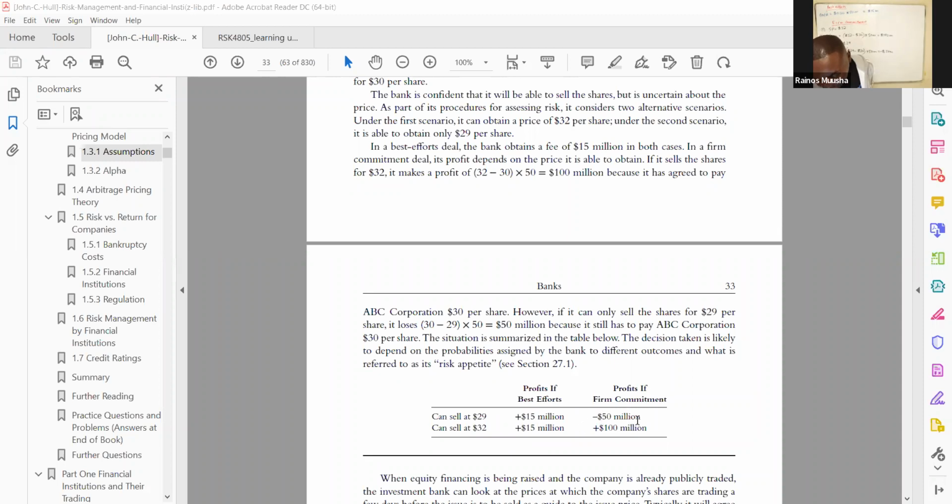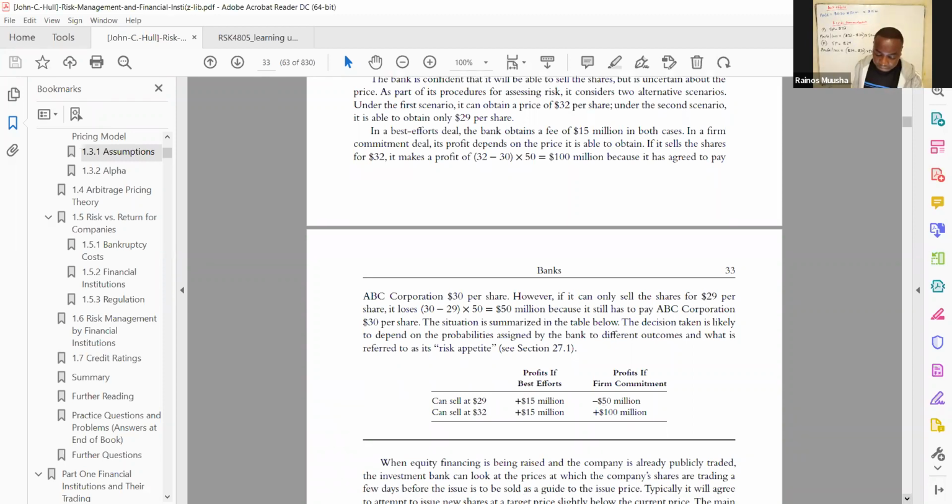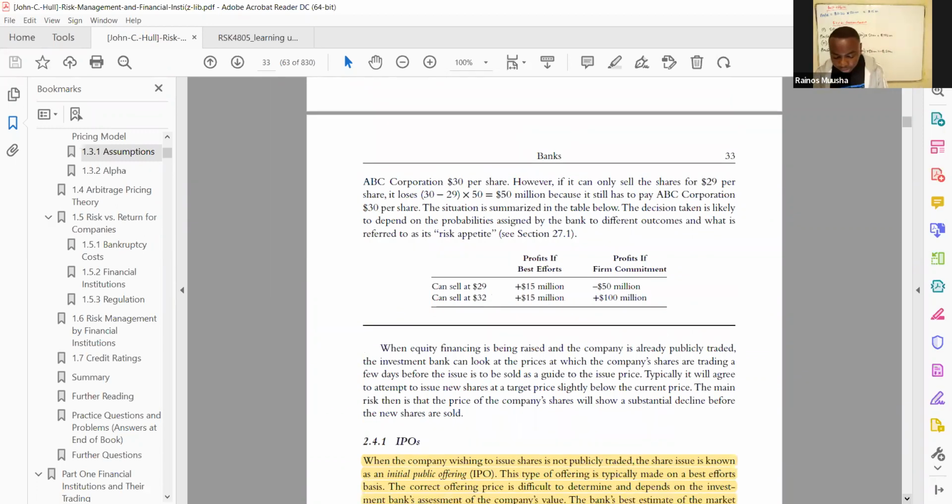And if the share price goes up, they basically earn a profit of what? Of 100 million. So with the firm commitment arrangement, it's riskier in the sense that they can either make more money or they suffer losses as well. So please just take note of the calculation of the different profits that the investment bank can earn there. Typical exam question. Are we on the same page?